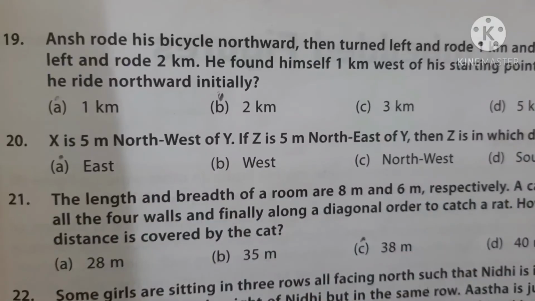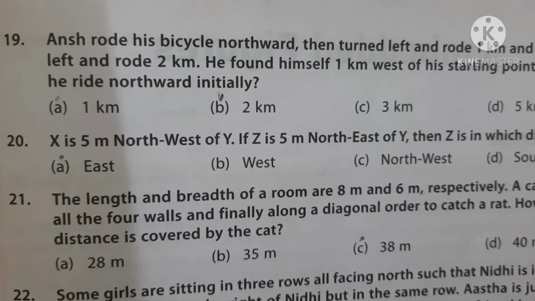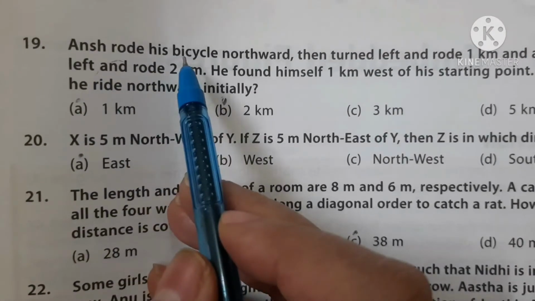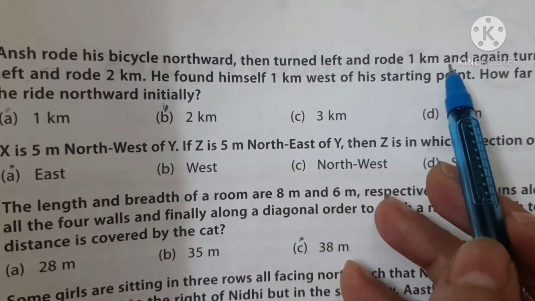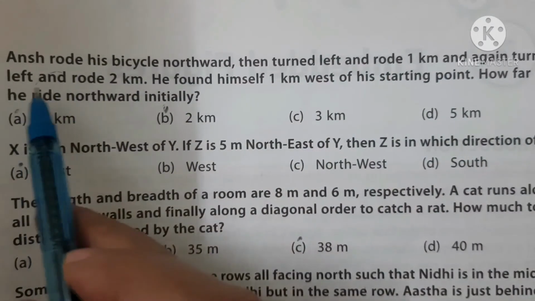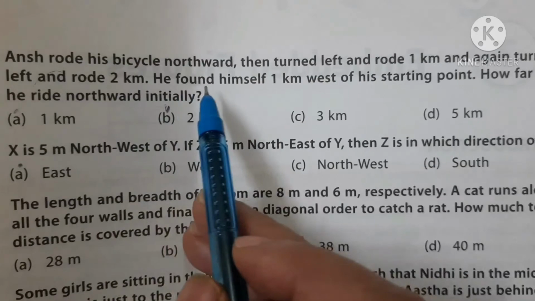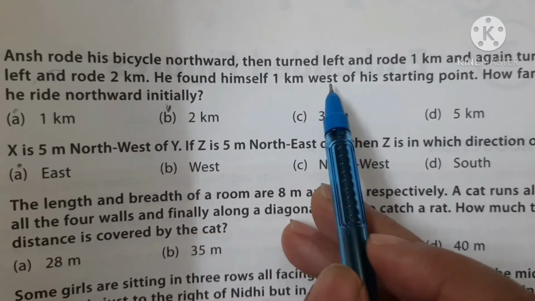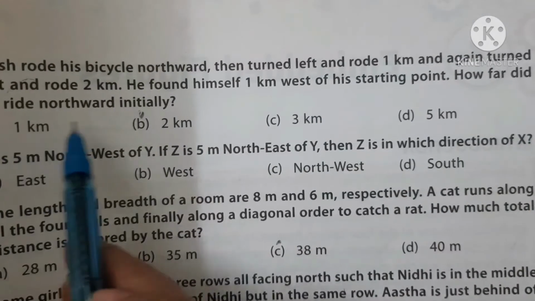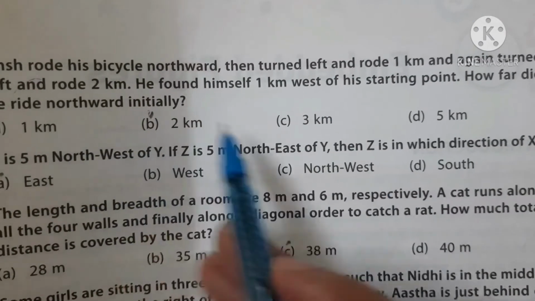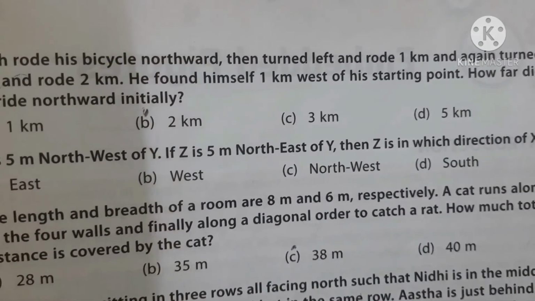And next question, question number 19. Ansh rode his bicycle northward, then turned left and rode 1 kilometer, and again turned left and rode 2 kilometers. He found himself 1 kilometer west of his starting point. How far did he ride northward initially? So this is your question. Let's try to solve it.